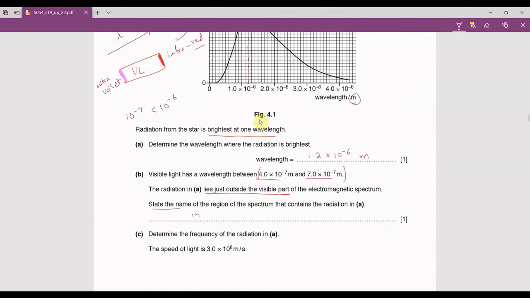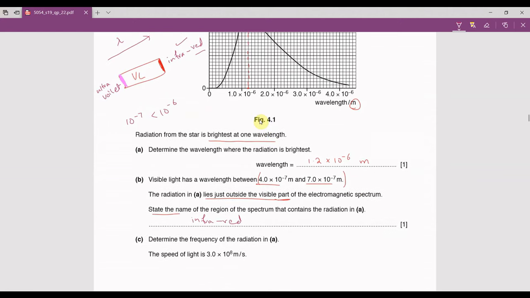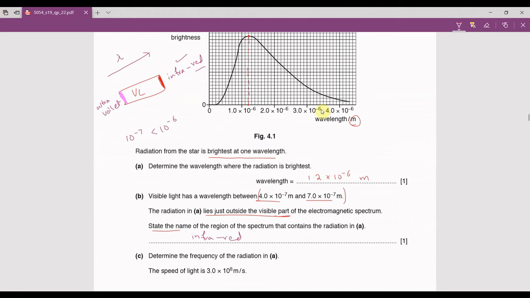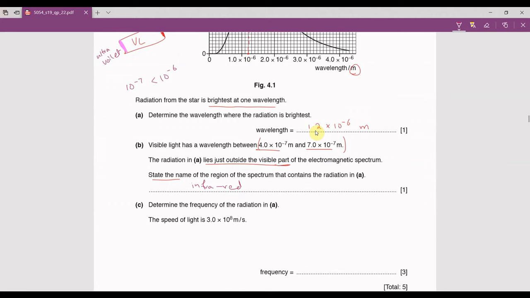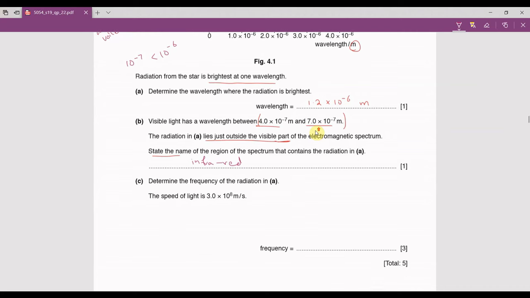So our answer would be infrared. Now you could have just answered it in 1 second if you remember it, but you still have to be attentive about reading the power, the order of magnitude from the graph and everything. And if you just remember the whole spectrum, then it's very easy to answer. It's just your memory. Now determine the frequency of radiation in part A.